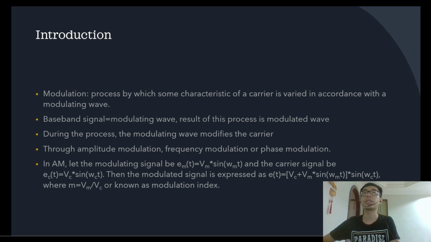In amplitude modulation, let the modulating signal be em(t) equals Vm sine omega m t, and the carrier signal be ec(t) equals Vc times sine omega c t. Then the modulated signal is expressed as e(t) equals (Vc plus Vm sine omega m t) times sine omega c t, where m, known as the modulation index, is Vm over Vc.